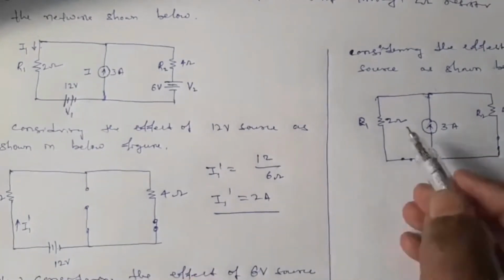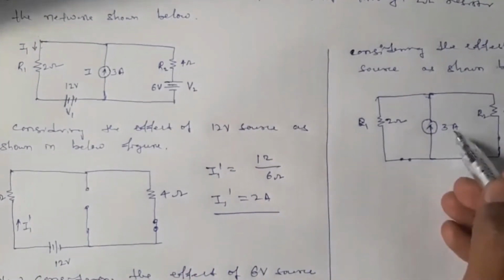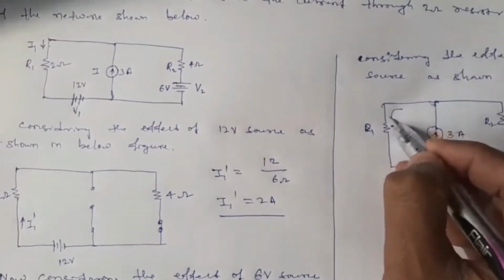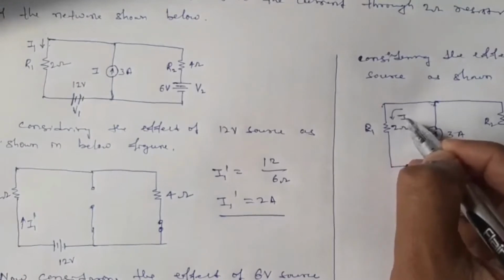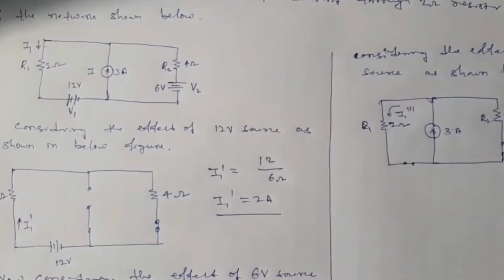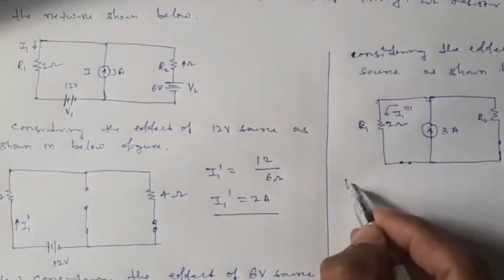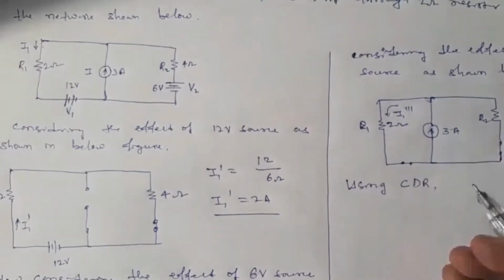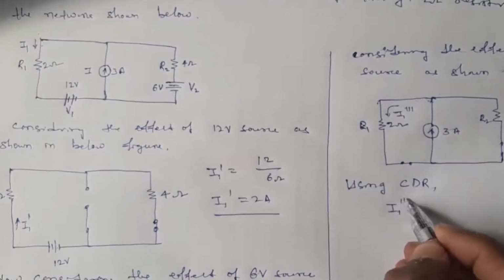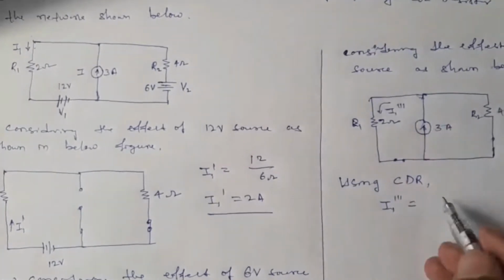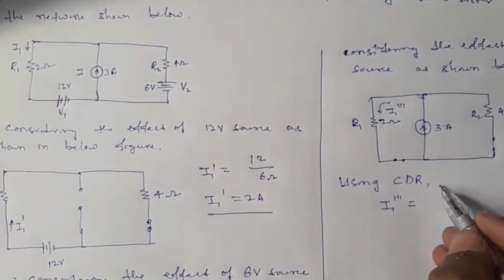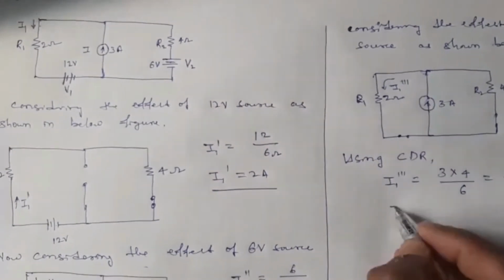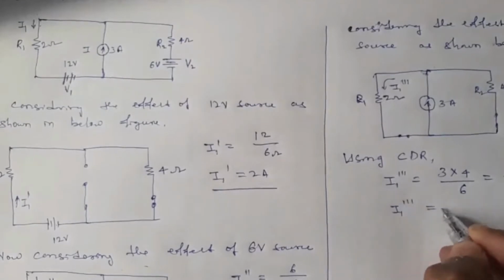Now because of this 3 ampere source, the current will flow in this direction through this, which I call I1 triple dash. Okay, so using the current division rule, we can find I1 triple dash, which is equal to the main current, that is 3 ampere, times 4 over 6. So this is 12 divided by 6. Okay, so obviously I1 triple dash is equal to 2 ampere.